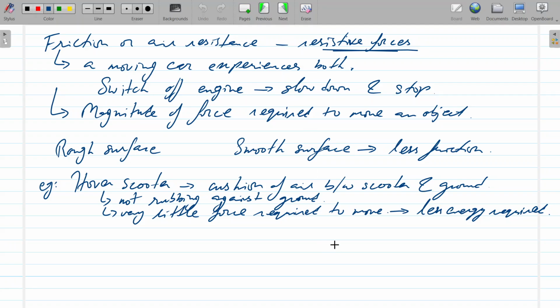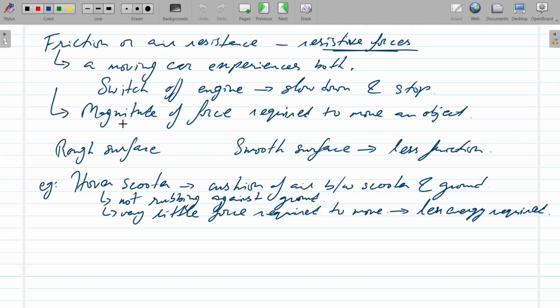Then we talked about resistive forces, right? Friction and air resistance. Friction is the broader category, and air resistance is a type of friction. So objects moving through the air or moving through liquids will experience resistance in that fluid. As I mentioned, fluid in terms of physics is anything that flows, so that includes liquids and also gases.